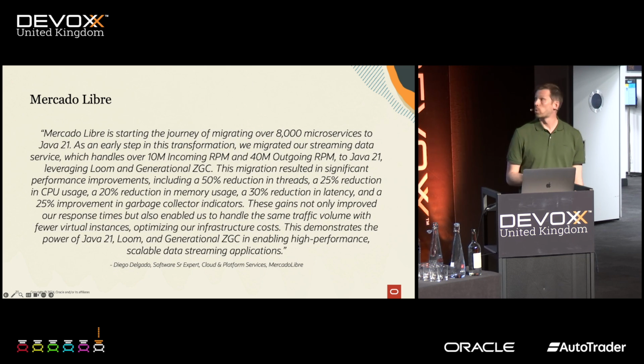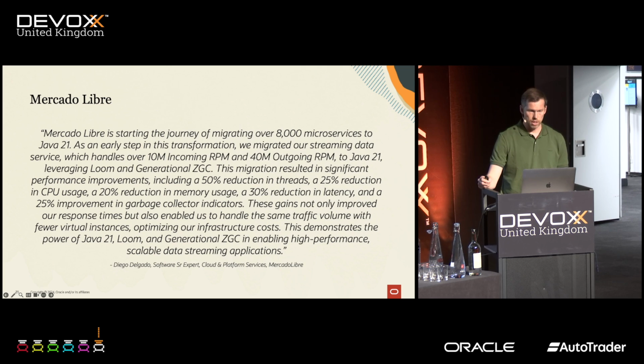I got a quote from them as well. This is a fairly long one, but bear with me. "Mercado Libre is starting the journey of migrating over 8,000 microservices to Java 21. As an early step in this transformation, we migrated our streaming data service, which handles over 10 million incoming requests per minute and 40 million outgoing requests per minute, to Java 21, leveraging Loom and generational ZGC.